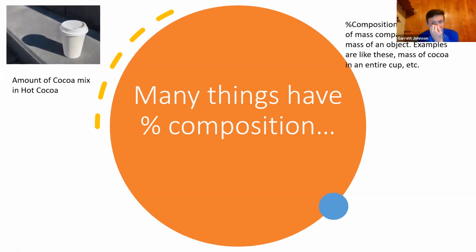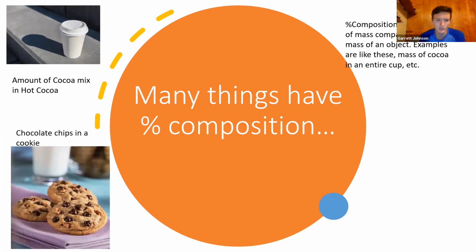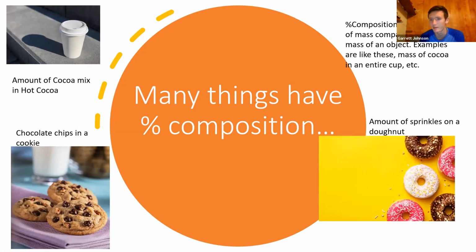So some examples I thought of earlier were amount of cocoa mix in hot cocoa, amount of chocolate chips in a cookie, or amount of sprinkles on a donut. So for the cookie one, the mass of the chocolate chips, what percent composition is that? There is a percent composition. It's not entirely chocolate chips.